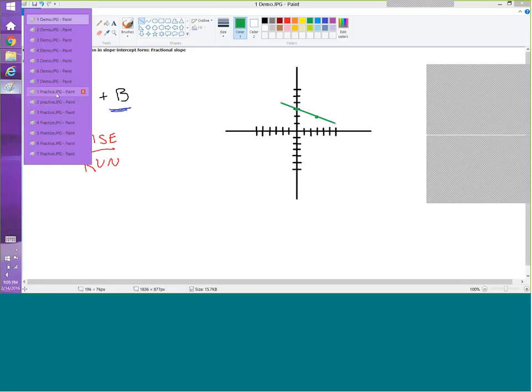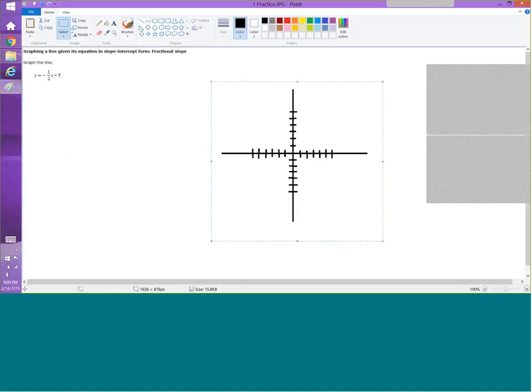Let's see, right here. Okay, again, we're going to be graphing a line. We're given the equation y equals negative 1/2 x plus 5. I'd encourage you to find your y-intercept, and then find your slope, and plot your 2 points, and draw a line. I'll give you more than a few seconds. I'll give you a couple of minutes here to try it for yourself.